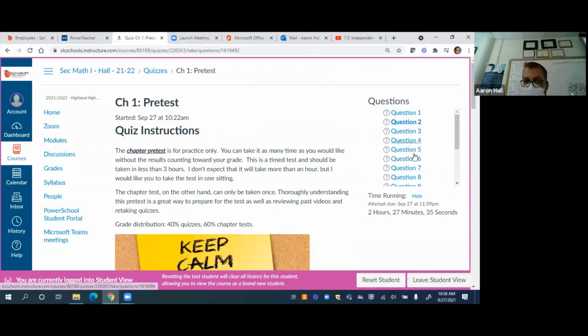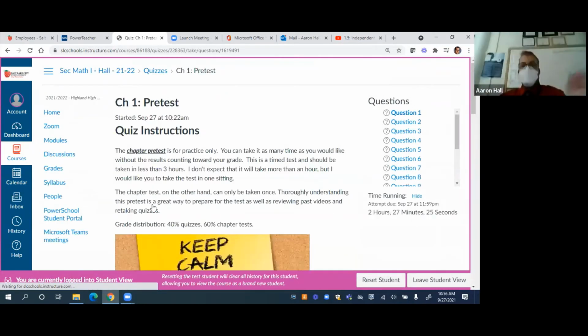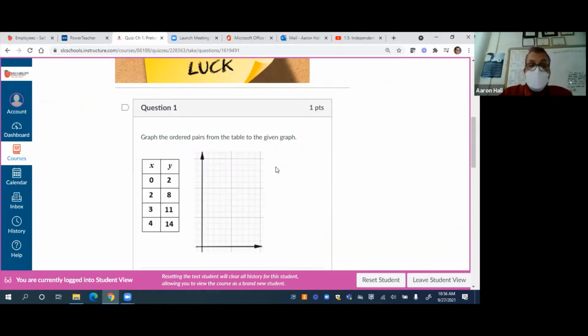You can go back and click on any of these problems that you want over here on the right-hand side. So I'm going to go back to the first question. In fact, I always think it's a good idea to just skip to the questions that you feel more comfortable with. Question 1 says graph the ordered pair from the table to the given graph.